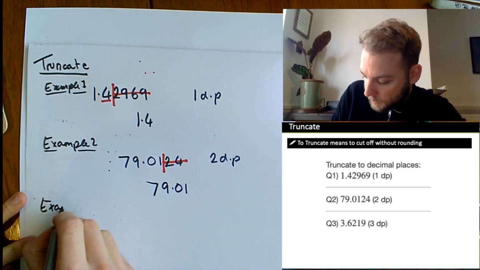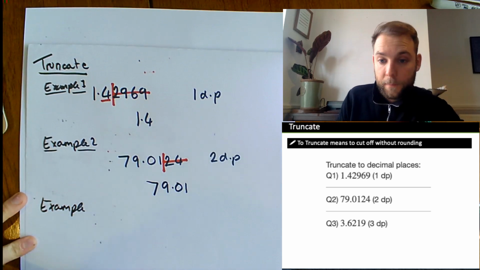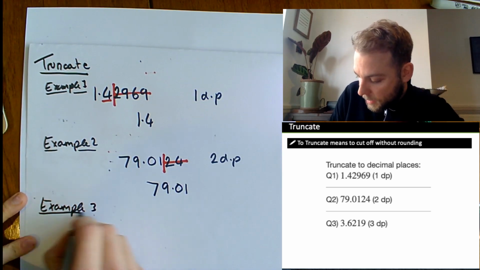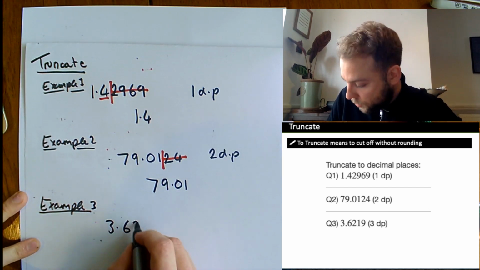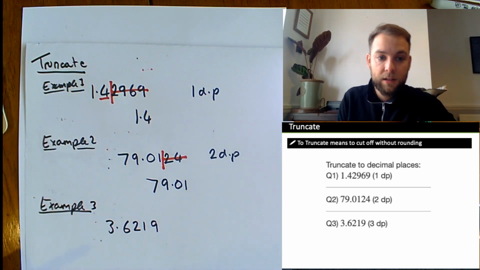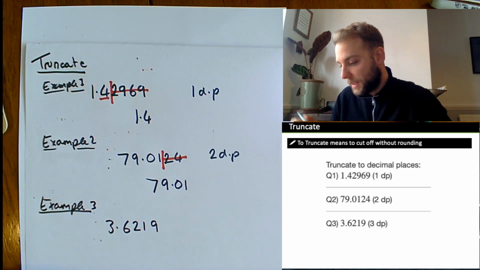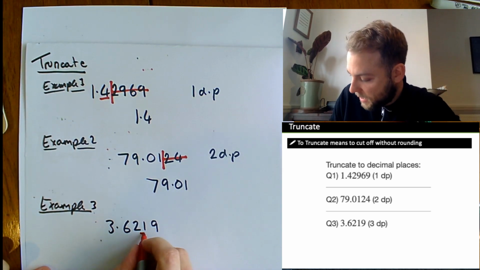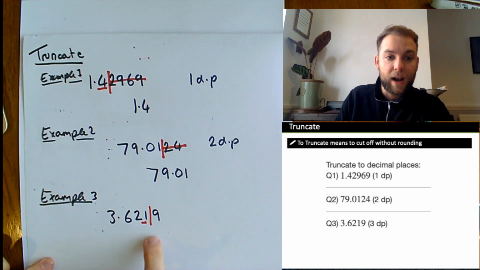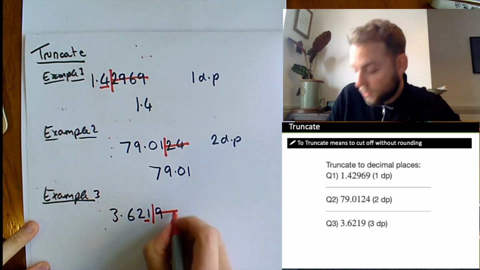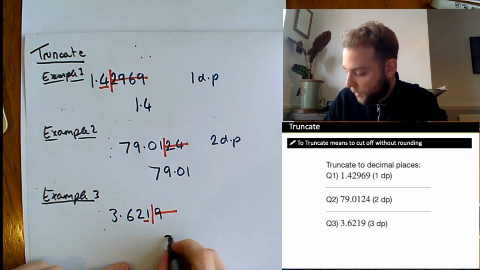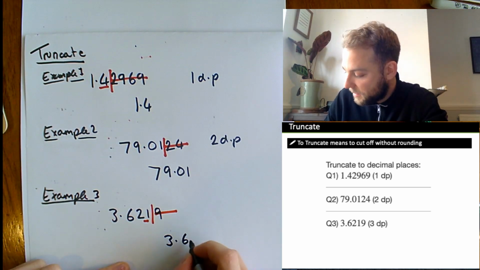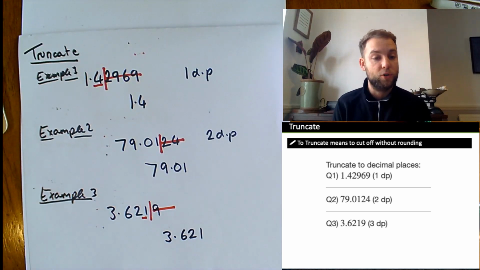Last one. Example 3. 3.6219. So 3 decimal places. So that's going to be this one here that I look at. Now usually I'd round this up, but truncate just means you cut it off. So I get rid of it. So to end up with 3.621. Just cut it off. That's what truncate means. Brilliant.